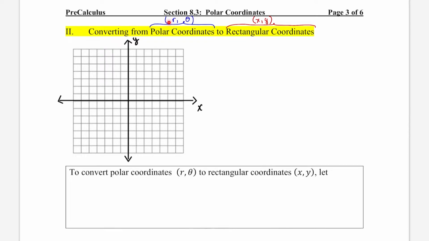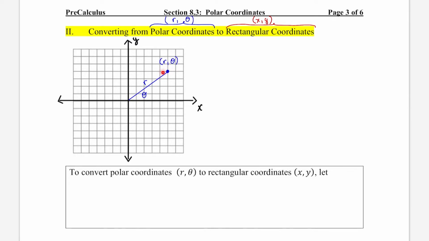Now, imagine if I plot this point on here. I have the point (r, θ). Say this point. I'm just making this up. So this point is the point r comma theta. What does that mean? It means that the length from the origin to that point is r. And the angle from the x-axis to that ray is theta.